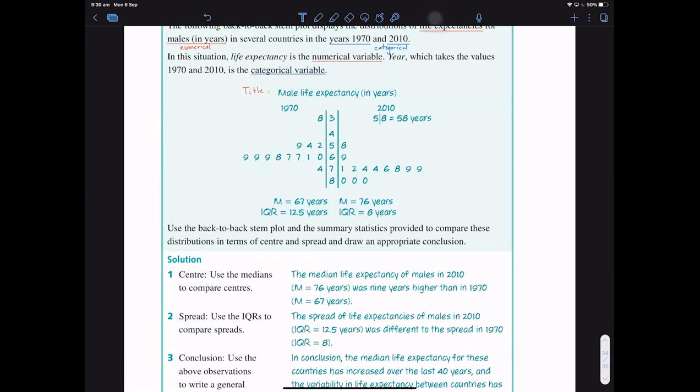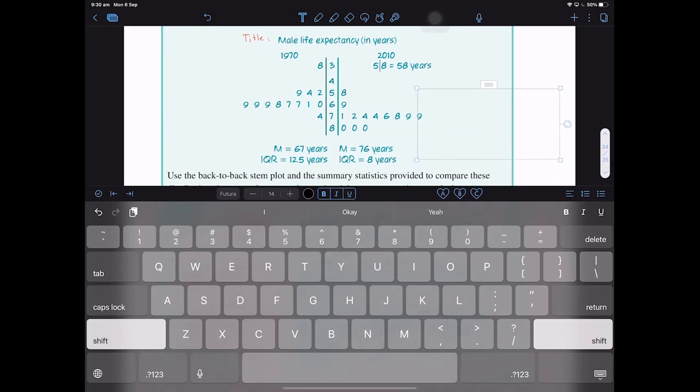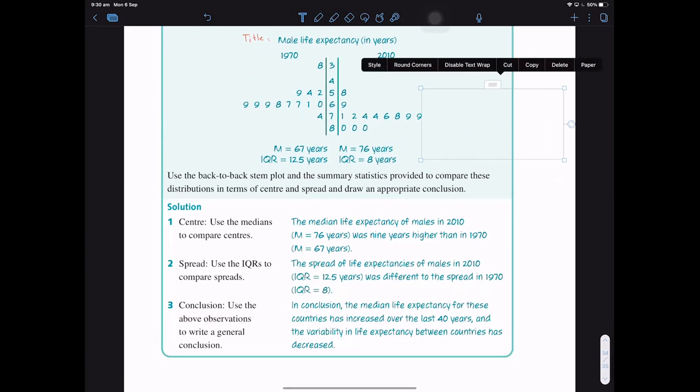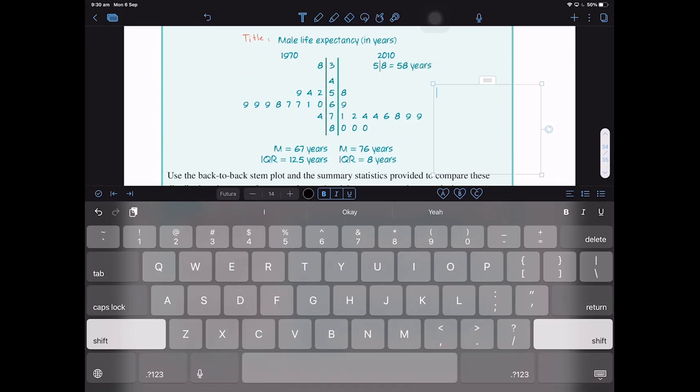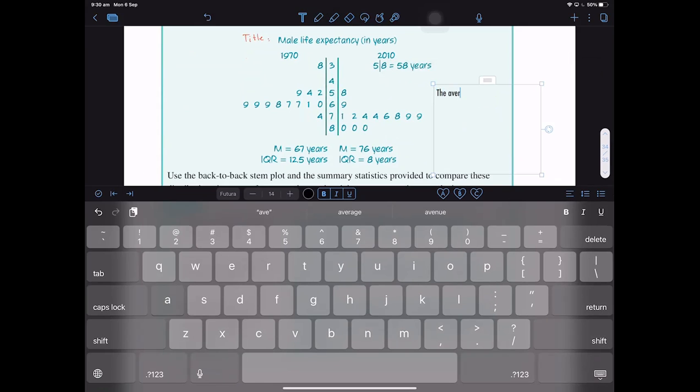So let's have a look here. I'm gonna put it up to there. I'm gonna do a bit of typing, yeah. So we've got one idea. It said the average life expectancy.